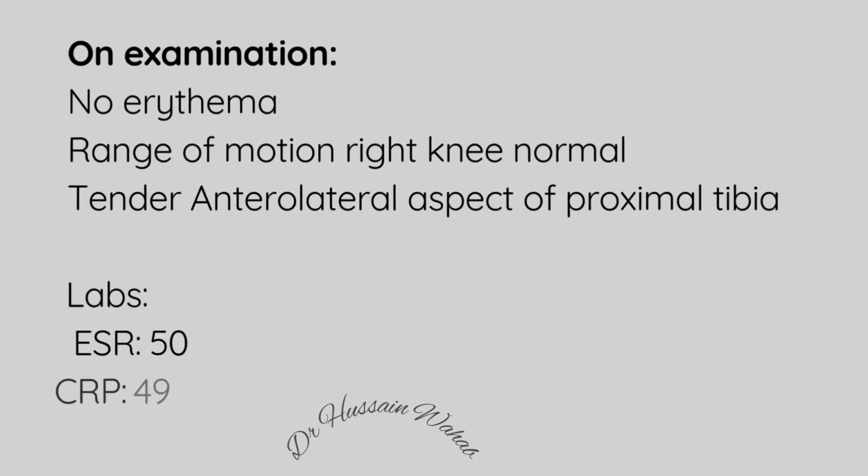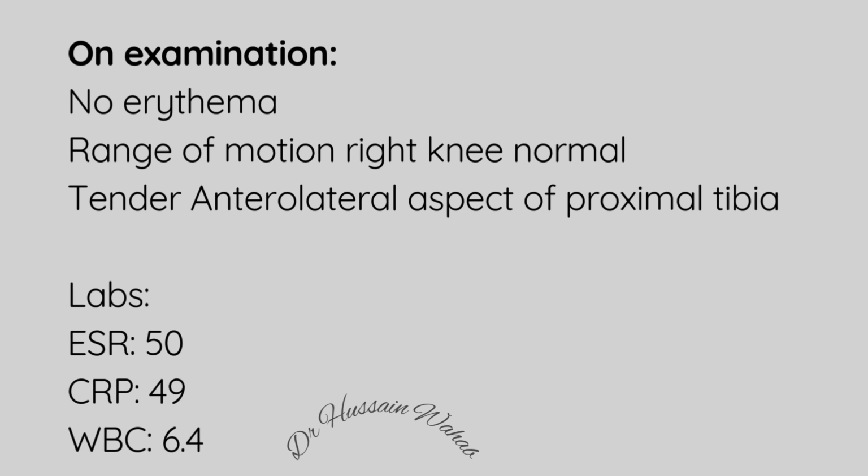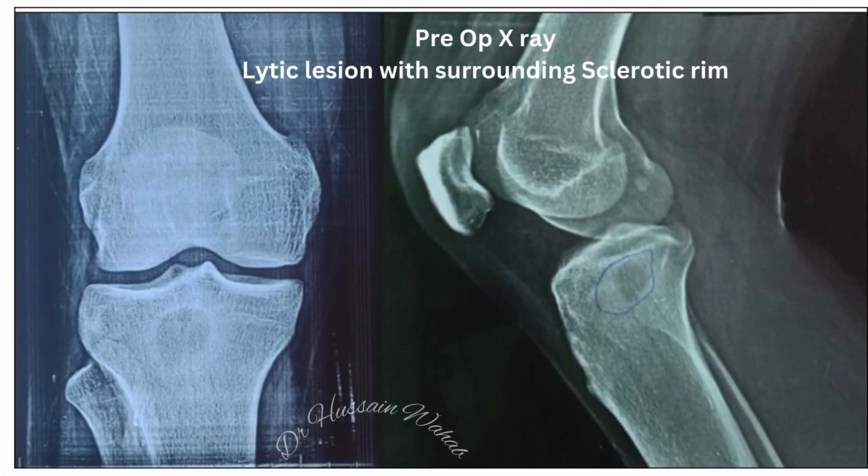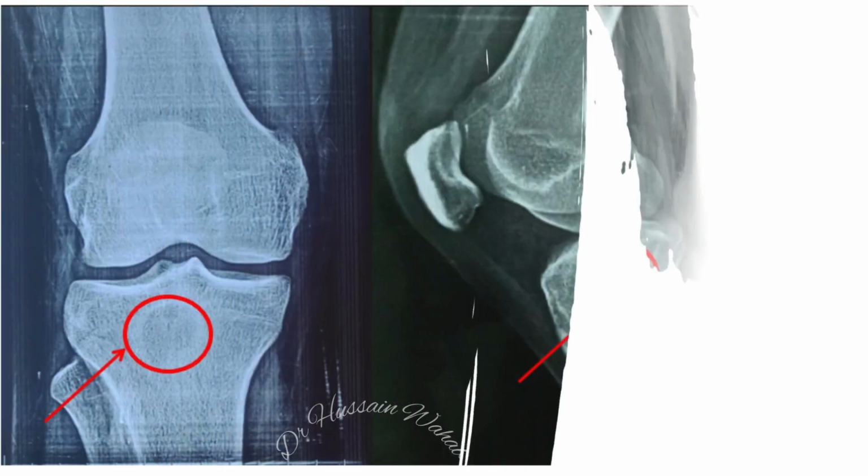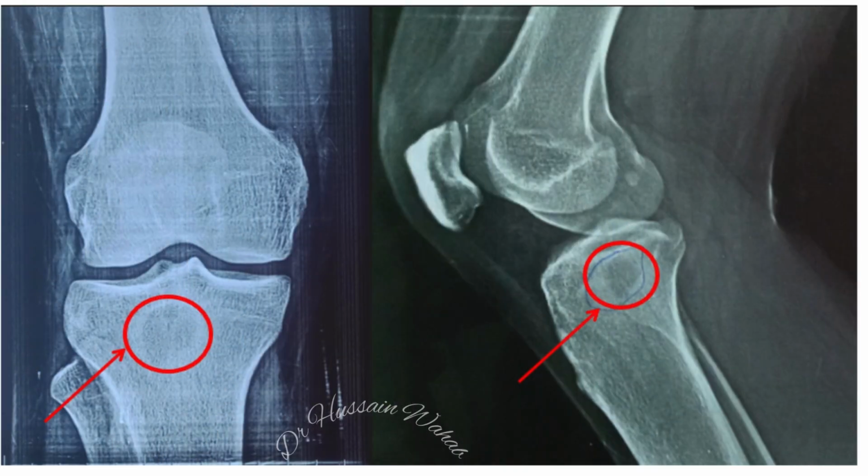On examination, a young boy of average build and height, no erythema on knee joint, normal range of motion of right knee, tender anterolateral aspect of proximal tibia, no effusion of knee joint. Laboratory data: ESR was 50, CRP was 49, white cell count was 6,400. This is the preoperative radiograph of the knee joint showing a lytic lesion with surrounding sclerotic rim in the metaphyseal region of proximal tibia, marked with red arrow.